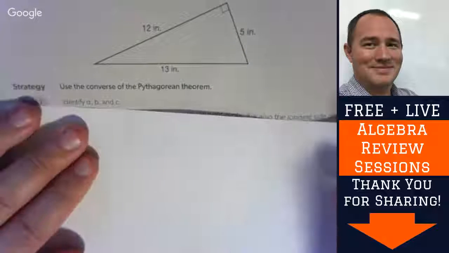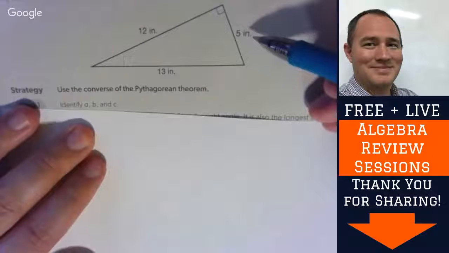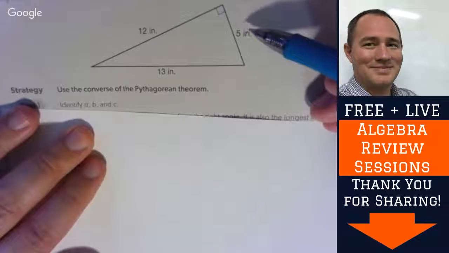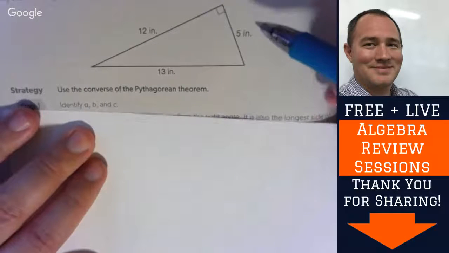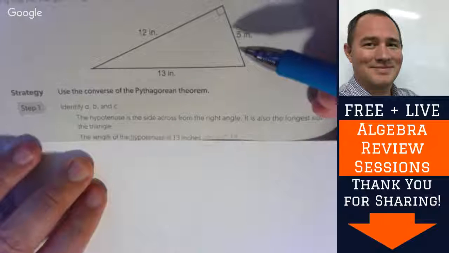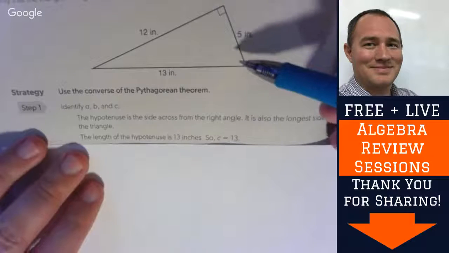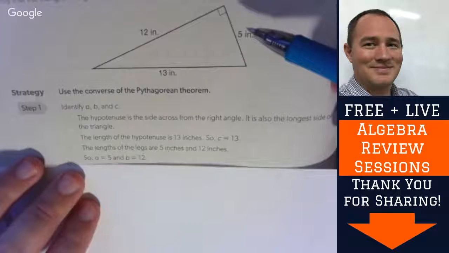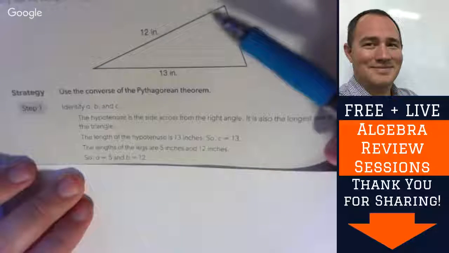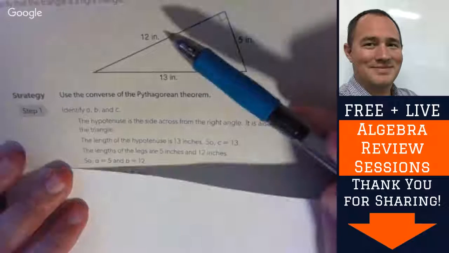So first, identify A, B, and C. Our legs would be A and B, or B and A. That part doesn't matter as long as you make a distinction between the legs and the hypotenuse. So they assigned A to be 5 and B to be 12.